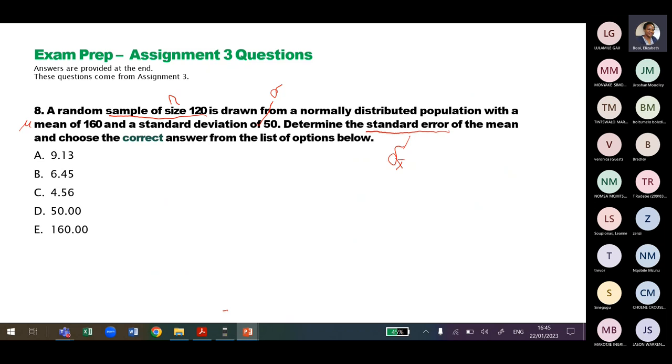The standard error is one of those measures that you calculate from the sampling distribution. Here they're asking you to calculate the standard error of the mean and choose the correct answer from the list below. We know that the standard error, which is the standard deviation of sampled means, is given by the population standard deviation divided by the square root of n. You need to know the formulas. So calculate. Standard deviation is 50. The square root of n is 120. What is the answer?